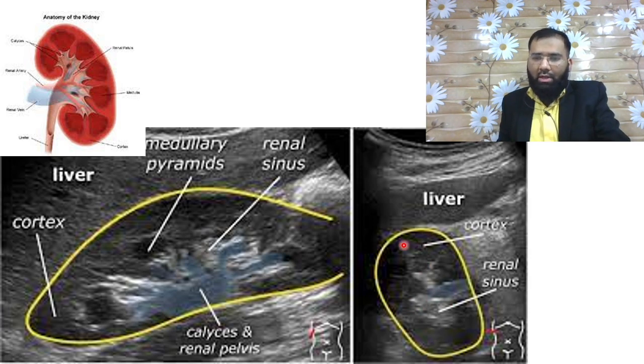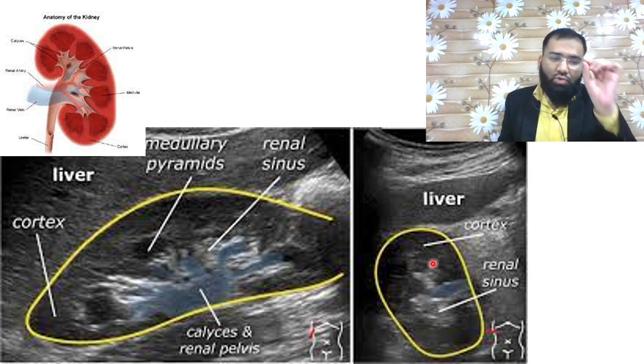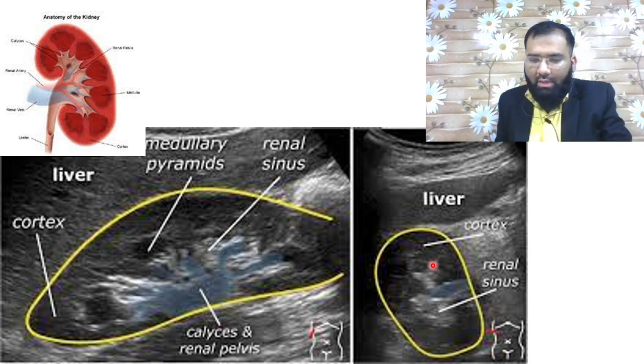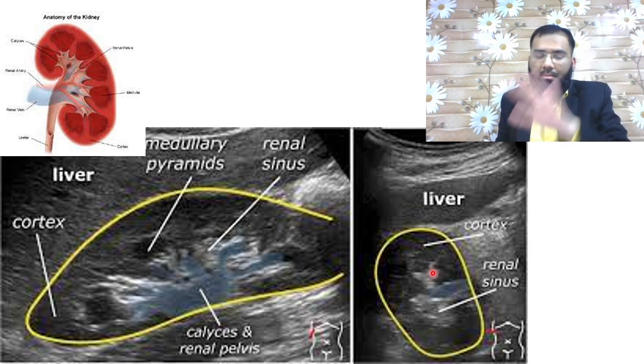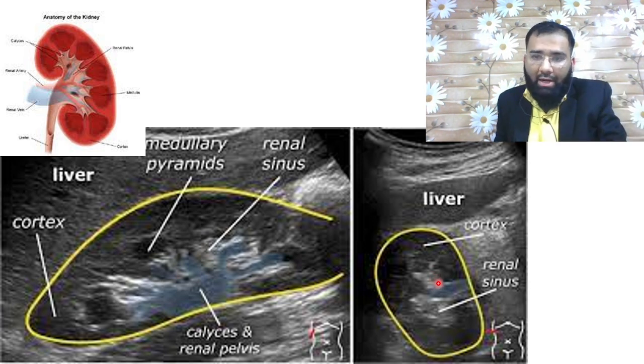Same, outside would be the cortex. Inside there are hypoechoic medulla, and these are all the calyces. This inside bright thing which you are able to see is nothing but the fat of the renal sinus. You should not confuse it with stone. We'll discuss that when we discuss stones later on. But presently you should remember that in the kidney there is fat. That fat looks hyperechoic. It's bright.